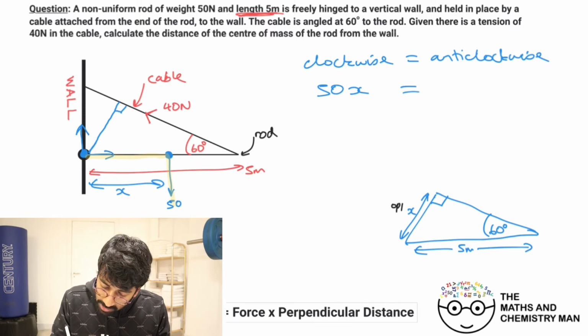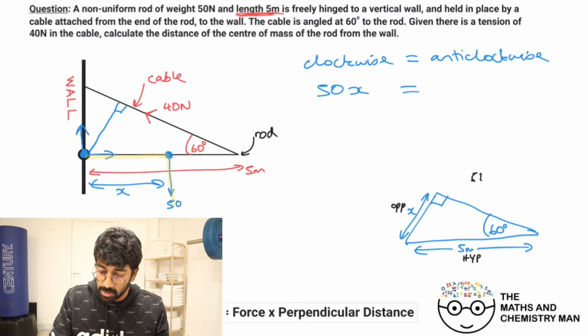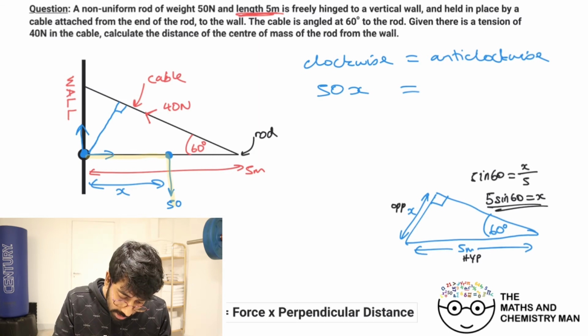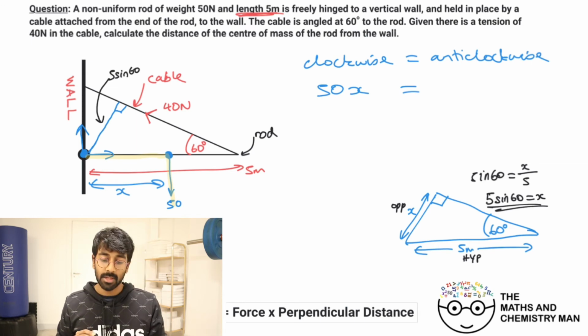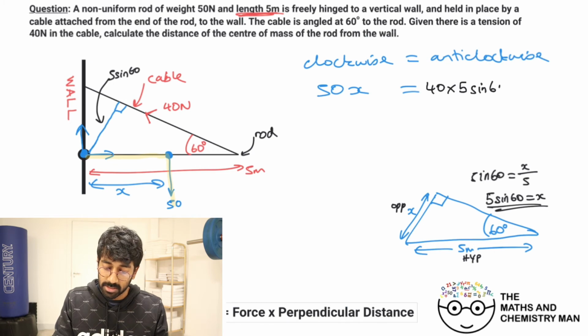So x is going to be the opposite. This will be our hypotenuse. So we need to use the sine ratio. So sine 60 is equal to opposite, which is x, over hypotenuse, which is 5. And that means 5 sine 60 is going to equal our distance, x, over there. So look, let's add that to the diagram. That's 5 sine 60. Okay, now we're ready. So our anti-clockwise moment is going to be the force, that's 40, times the perpendicular distance, which we just said is 5 sine 60.